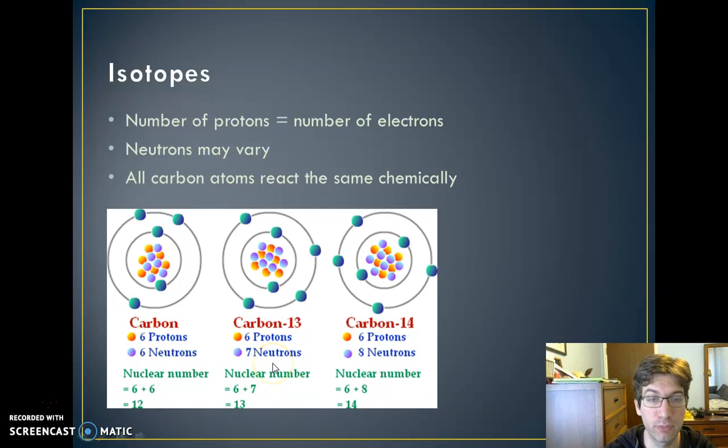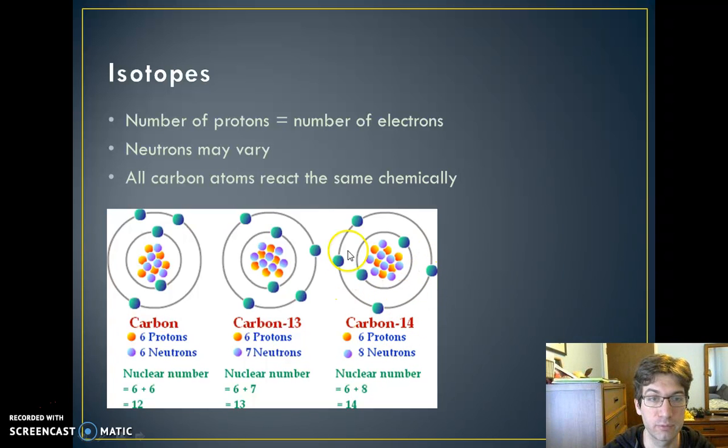Over here is carbon-13. Carbon-13 has a mass of 13. It has 6 protons and 7 neutrons. Remember, it is still carbon because it has 6 protons. 6 plus 7 gives you that 13. Here's carbon-14. You might have heard of carbon-14 when it comes to dating. When we get into radioactive materials, carbon-14 is going to play a big role. So don't lose track of what your isotopes are.